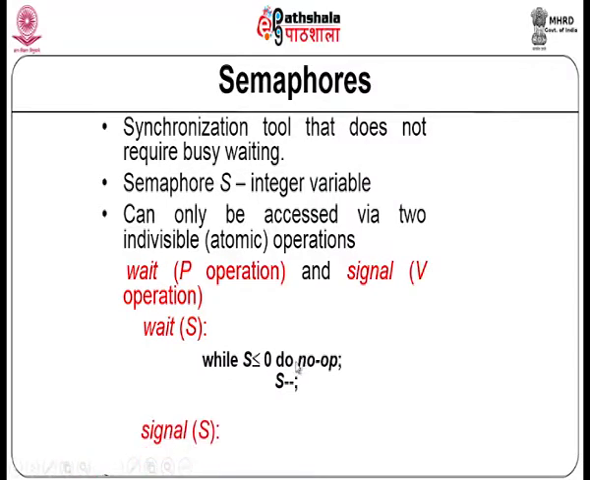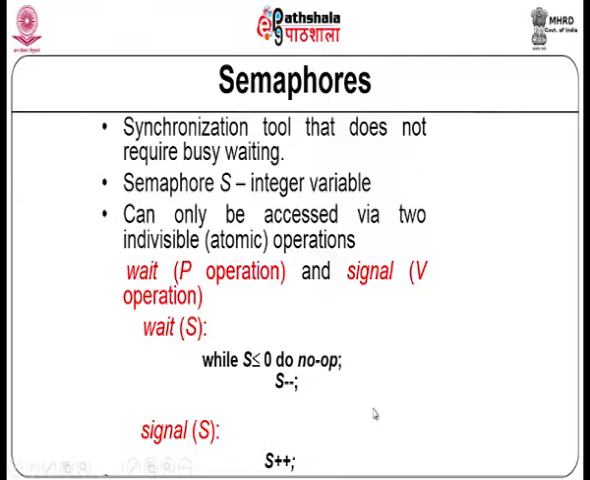The next operation that you can do on the semaphore is the signal operation. In the signal operation, the value of this semaphore, which is an integer value, is incremented. So, you do an S++ for the signal operation. These wait and signal operations are the only two operations that you can perform on a semaphore. The semaphore cannot be accessed or manipulated with any other operation.